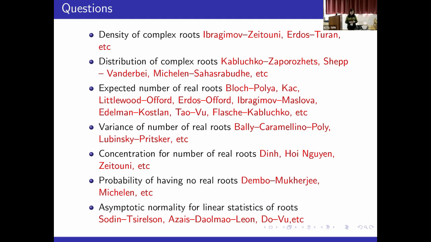Now, when it comes to the real roots, the very first question is probably, what is the first moment of the number of real roots? And the second moment, or the variance, and concentration of the number of real roots. As we mentioned before, the probability of having no real roots at all. And asymptotic normality, or a central limit theorem for linear statistics of the roots.